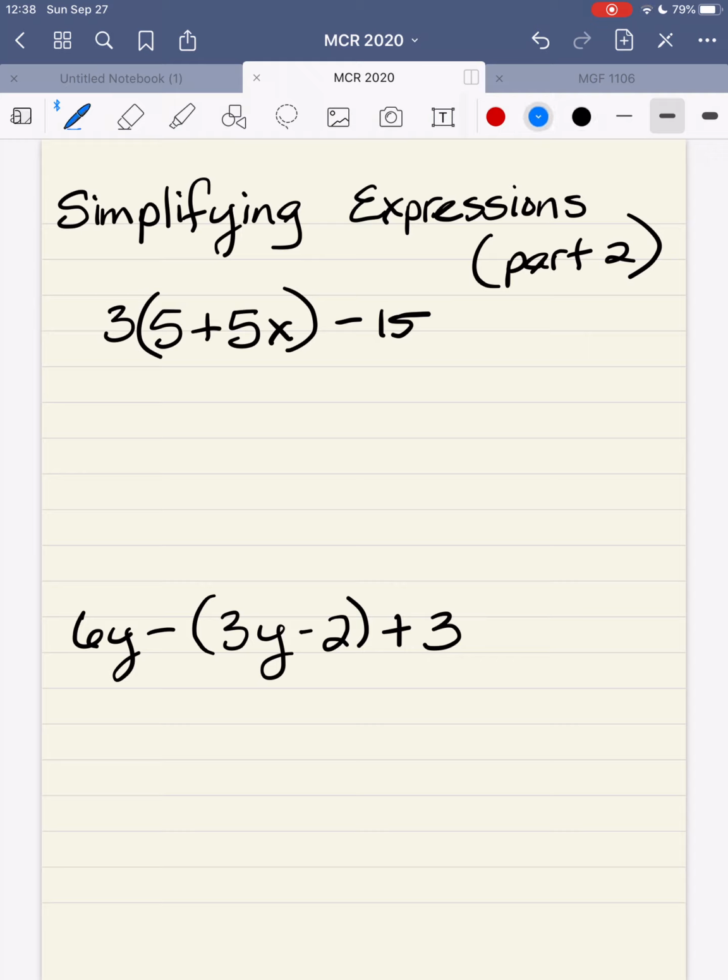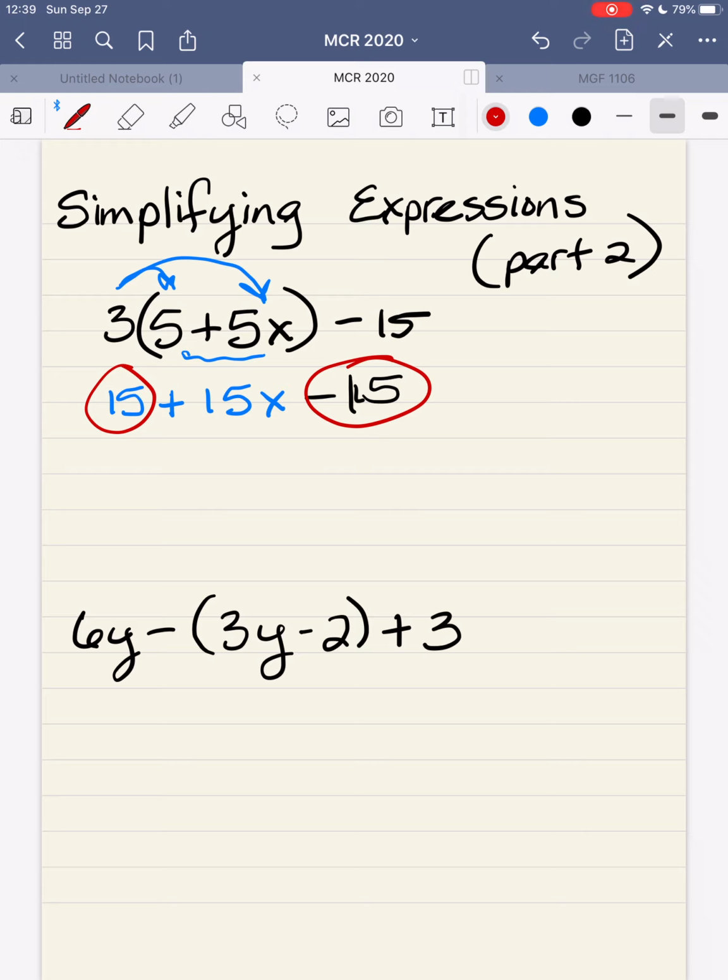But if we can't, we can use the distributive property. So if I look inside the first one here, even though they both have 5s, 5 and 5x are not like terms. So you multiply the 3 times the 5. That'll give me 15, plus 3 times 5x, so that's 3 times 5, which is 15, and then x. The last part stays the same, minus 15. Now I notice that if I look at the front and the back, I have opposites. I have a plus 15 and a minus 15, which equal 0. And so my answer is just 15x.